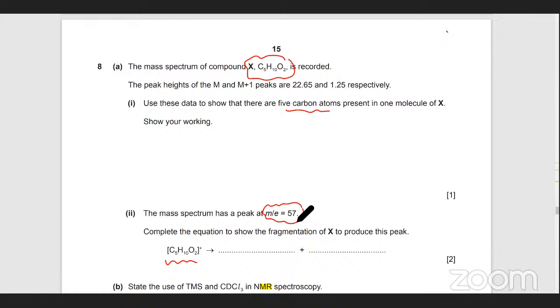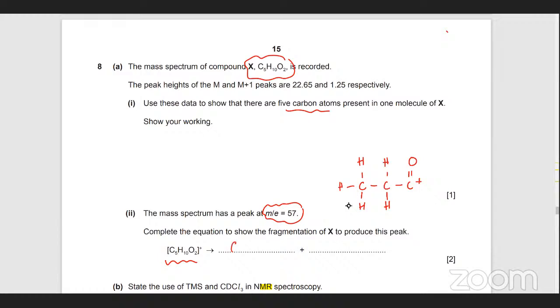So 57, if you take 3 carbon atoms, and remember it has to be a sensible structure, 3 carbon atoms is 36. If I put an oxygen over there, what is 36 plus 16? That's 52, and I can add 5 hydrogens, I guess, right? Can somebody confirm whether this is going to be 57 or not? 36 plus 16, that's 52, I think. And then 53, 54, 55, 56, and 57.